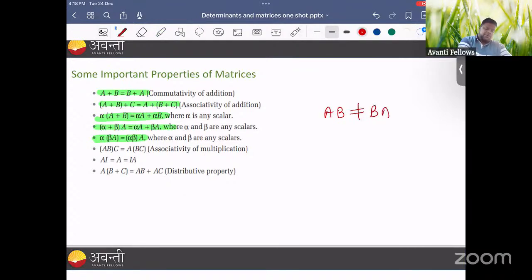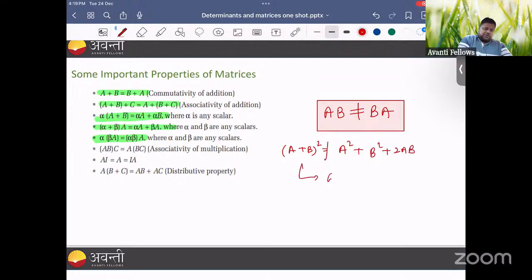AB is not equal to BA. And that is the only reason whenever we have to write A plus B whole square, we don't directly write it as A square plus B square plus 2AB. This is not correct. So what do we do? It is A square plus B square plus AB plus BA. So matrix product is not commutative. Whenever A plus B whole square is A square plus B square plus 2AB, that means we say AB equals BA. That means we call matrices A and B commuting; they commute with each other.